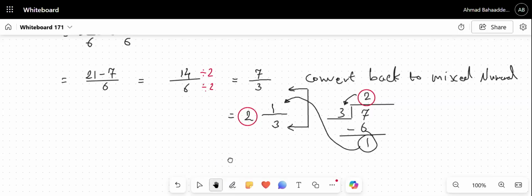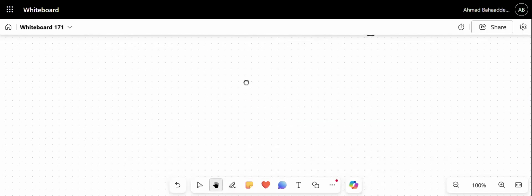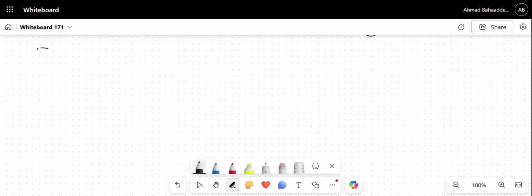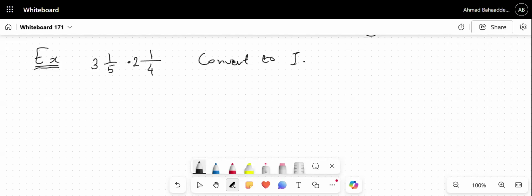We take another example, guys, for multiplication maybe. And we take another example for division. So let's take another example for multiplication, simple thing. So I have, let's take 3 and 1/5, and that's going to be multiplied by 2 and 1/4. Let's say that. Again, guys, we do the same thing. Convert to improper fractions.